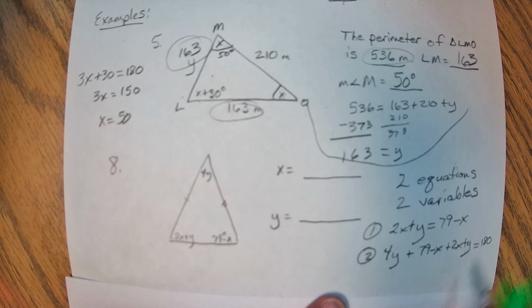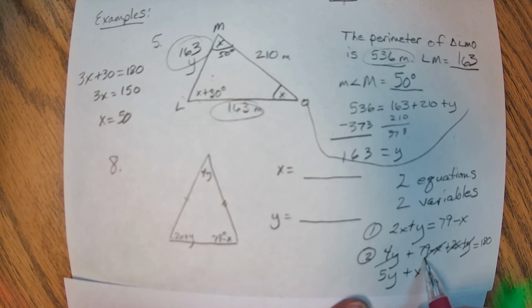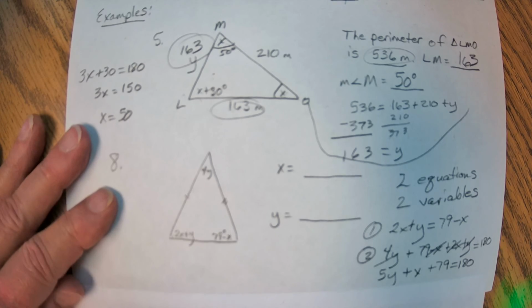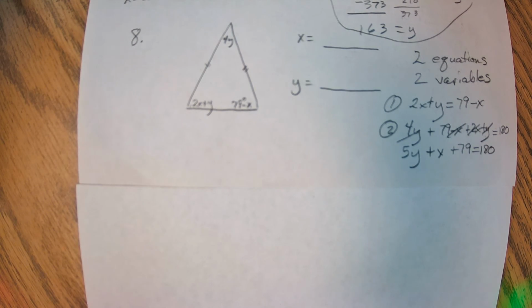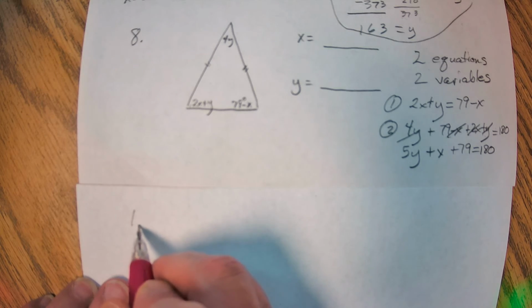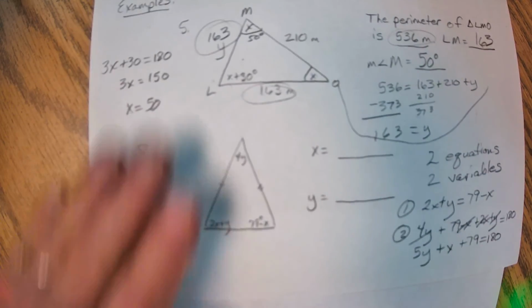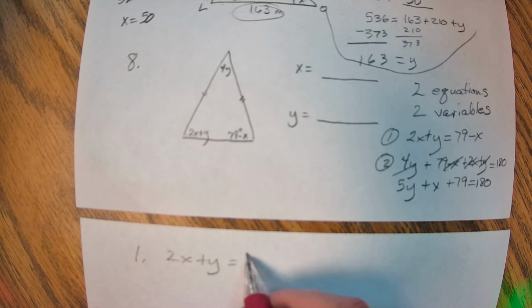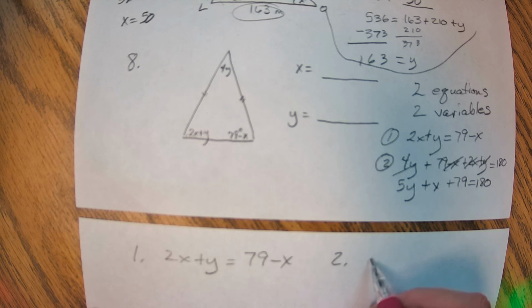Let's clean this up a little bit. So 4y plus y is 5y. 2x minus 1x is 1x. And plus 79. And if you will remember from algebra when we did systems of equations, I'm going to continue this problem right here because I don't think I continued it anywhere else. Okay, so this is what I have for my first equation. This is what I have for my second equation.